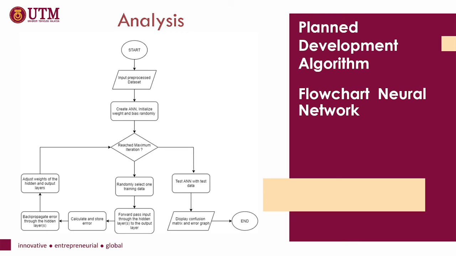The system will by default randomly select one training data set and forward pass the input through the hidden layers to the output layer and calculate the error, and then backpropagate the error to the hidden layers, which will calculate it and adjust the weights of the hidden layer and output layers. That's how the neural network flowchart works. So a neural network has three layers: input layer, hidden layer, and output layer. And there will be an example and explanation about it in the next slide.